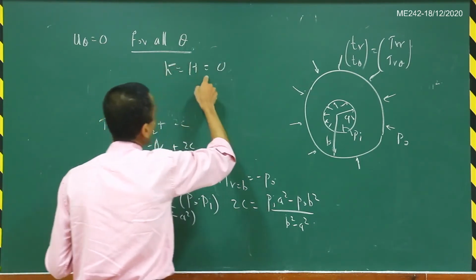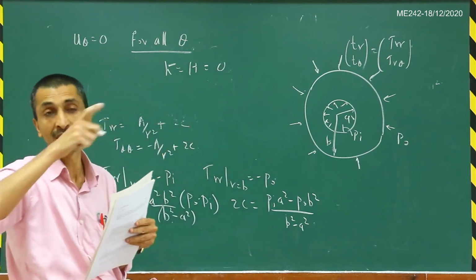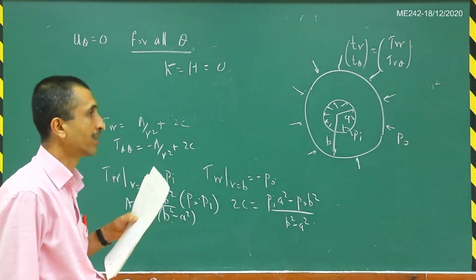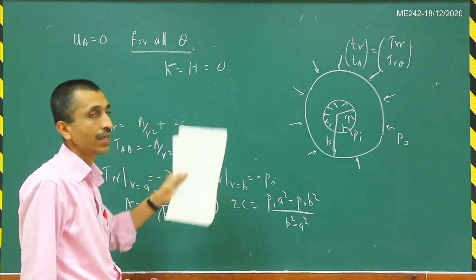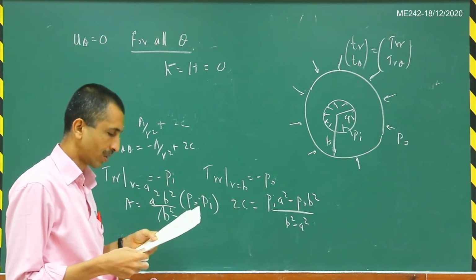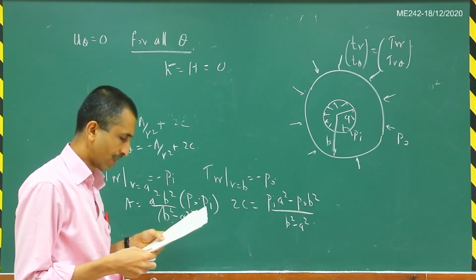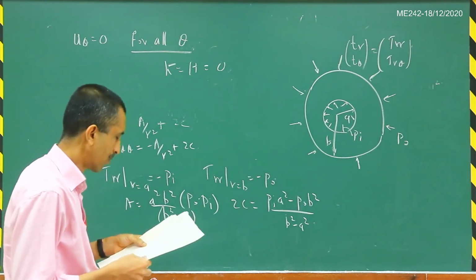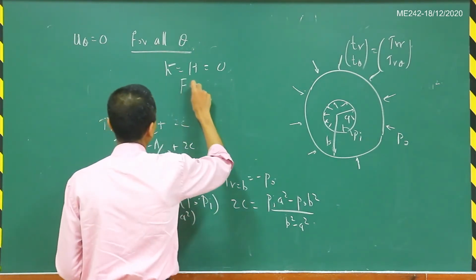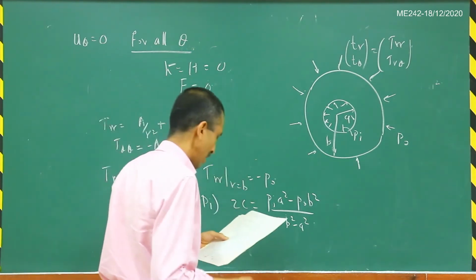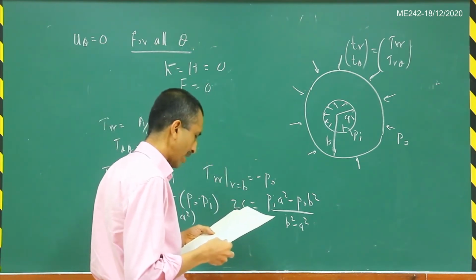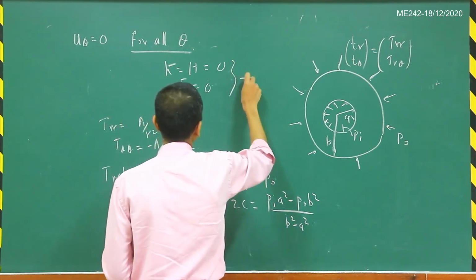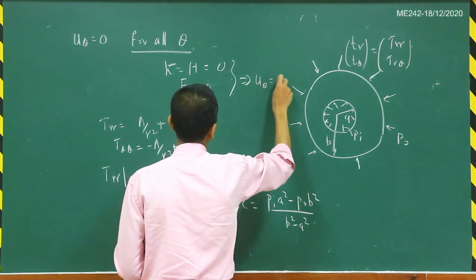So these are the constants that I had written in the last class. You have to go back to the notes for the last class, where I had given you the expression for u theta in terms of these constants k and h. These k and h have to turn out to be 0, and f is also equal to 0. So these are the constants that turn out to be 0, and then finally from all of this you will get that u theta is equal to 0.